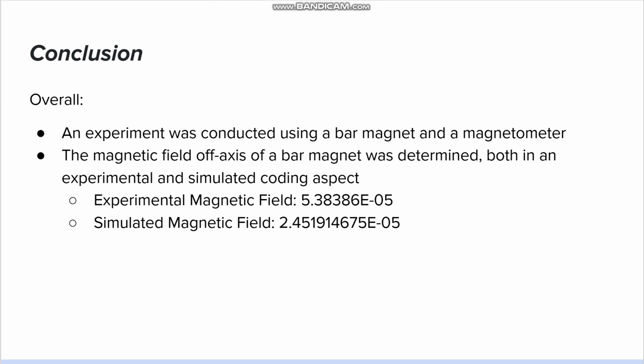In conclusion, overall, an experiment was conducted using a bar magnet and a magnetometer, and the magnetic field off-axis of a bar magnet was determined, both in experimental and simulated coding aspect. From experimental, it was 5.38 times 10 to the negative 5, and from simulations, it was 2.45 times 10 to the negative 5.